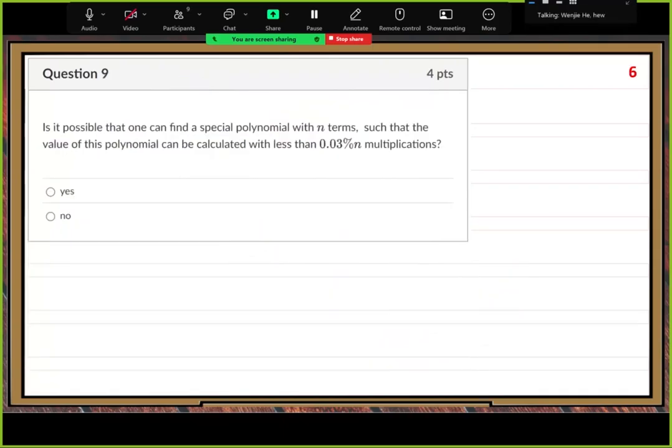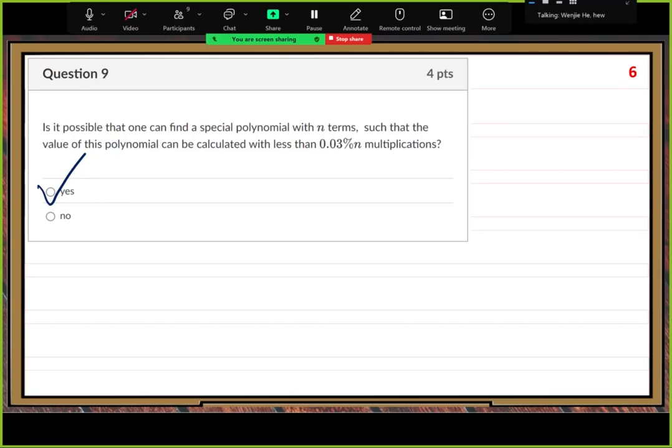Number 9, answer is yes. This question, I treat as the hardest question in this quiz, because you need to put several pieces of knowledge together, then you can get this answer.